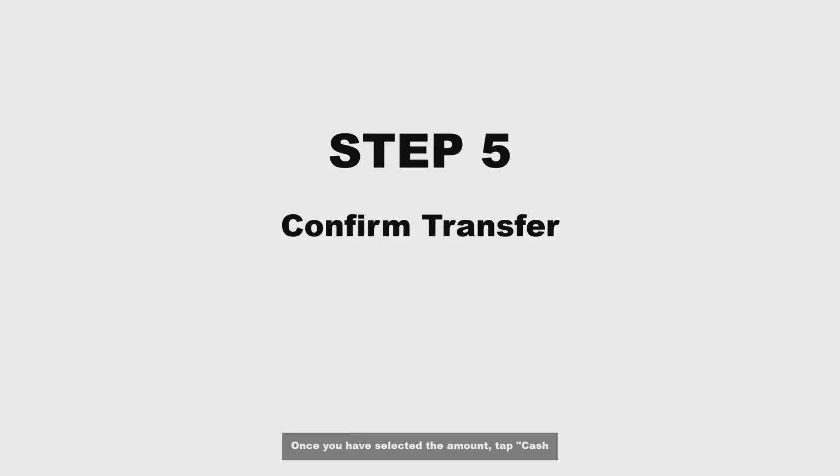Step 5. Confirm transfer. Once you have selected the amount, tap Cash Out again. Choose your preferred transfer speed, standard or instant, and confirm the transaction. Your funds will be sent to your linked bank account. After completing these steps, your money should be on its way to your bank account.